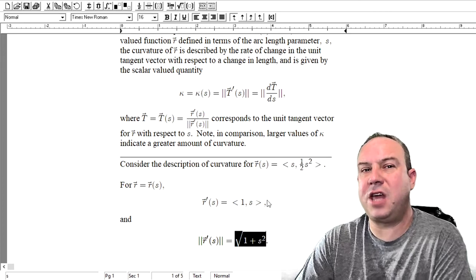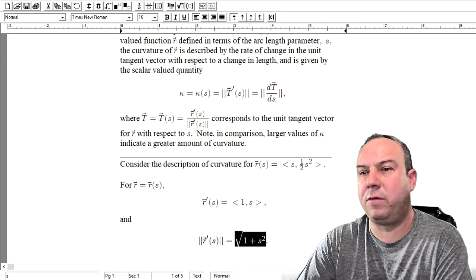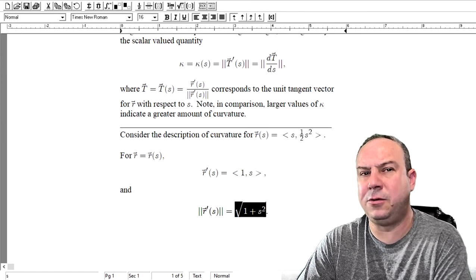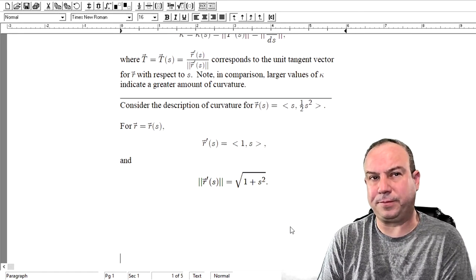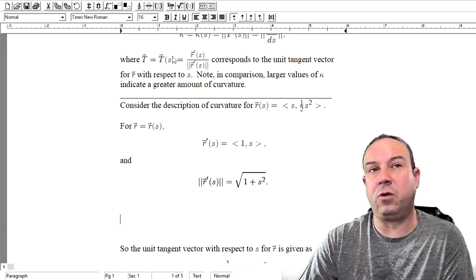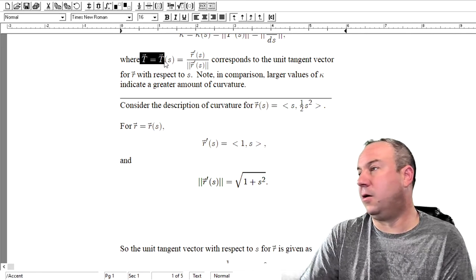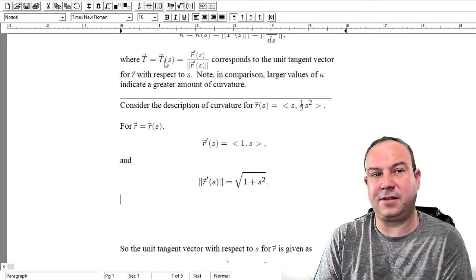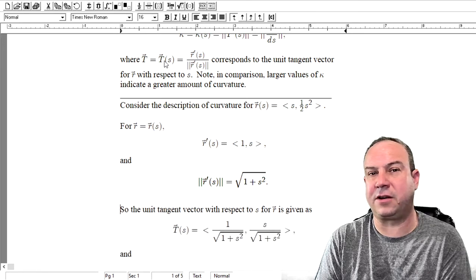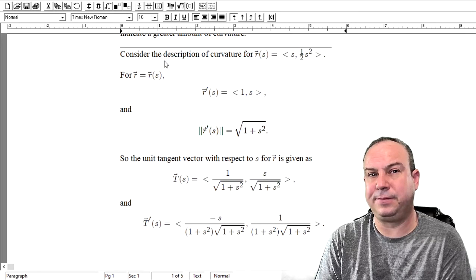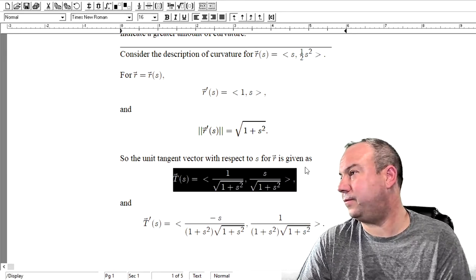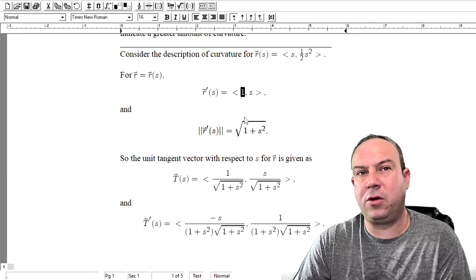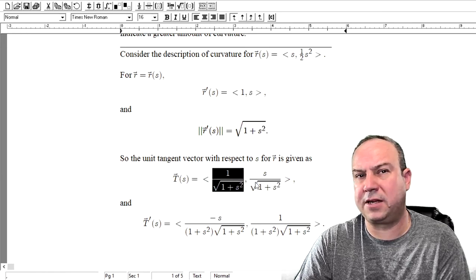And if we arrange that into a ratio, putting this vector over its magnitude, we will prepare the unit tangent vector's description. We will prepare this value t bar of s, the description of the unit tangent vector with respect to s. And it's going to be given by this here. This component 1 over this square root, the component s over the square root, respectively.